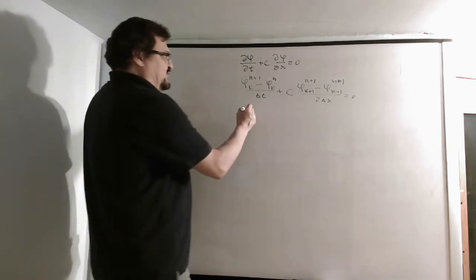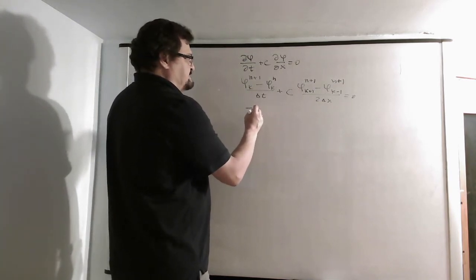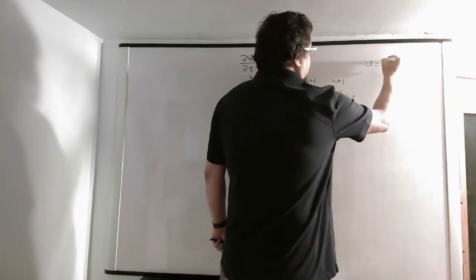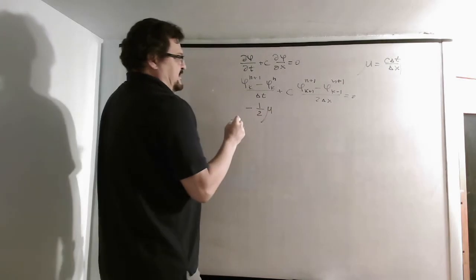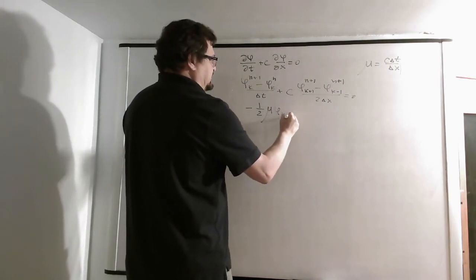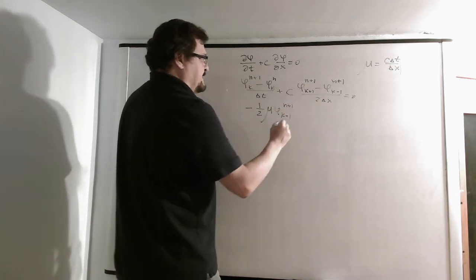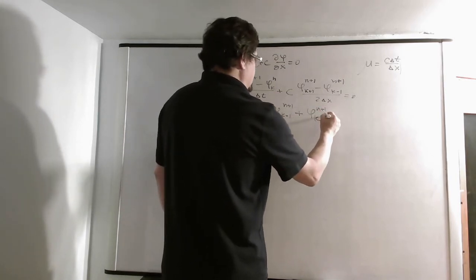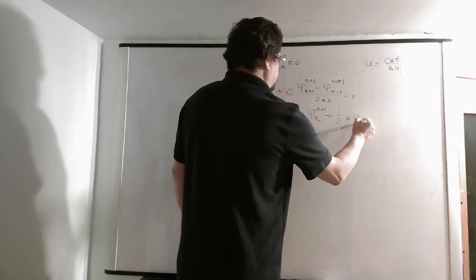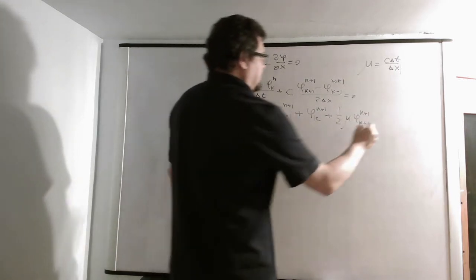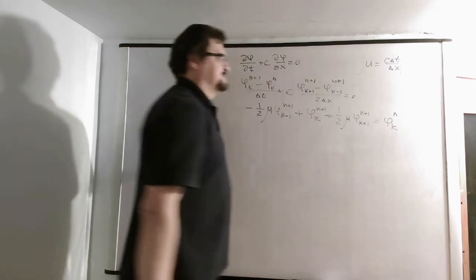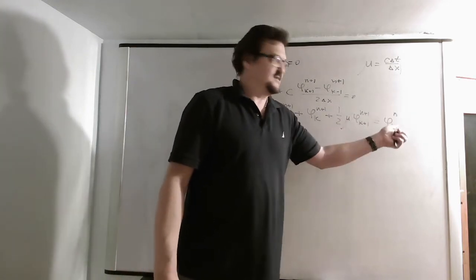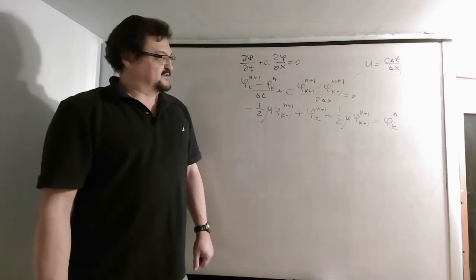But in that case, your equation would look something like minus 1/2 mu φ_(k-1)^(n+1) plus φ_k^(n+1) plus 1/2 mu φ_(k+1)^(n+1) equals φ_k^n. This mu is c delta t divided by delta x, the Courant number. So now you have the n plus 1 time step here, and this is your previous time step, which you know. This one you know, you don't know this one. So how are you now going to solve it?